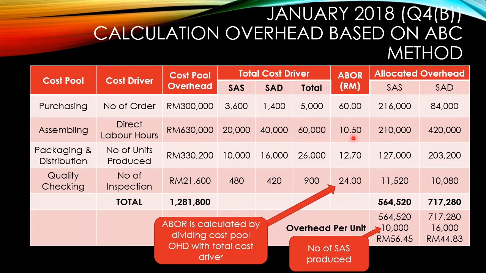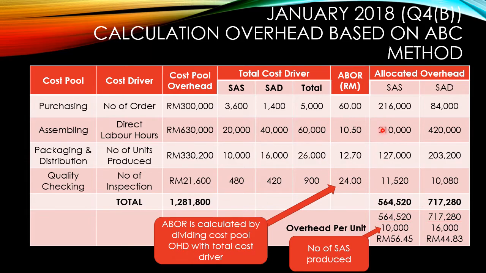Direct labor hour also. How do we calculate 10 ringgit and 50 cent per direct labor hour? We divide 630,000 by 60,000 labor hours. So you should get 10 ringgit and 50 cent. Then 12 ringgit 70 cent for the packaging and distribution, and 24 ringgit per inspection when we want to calculate the overhead for the quality checking.